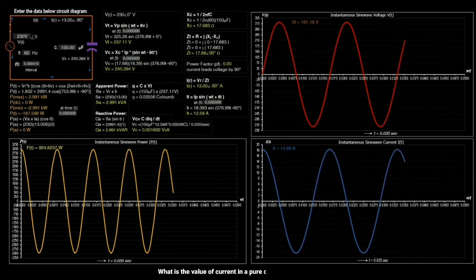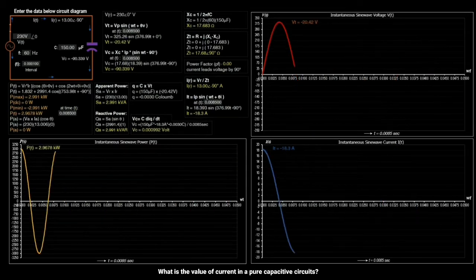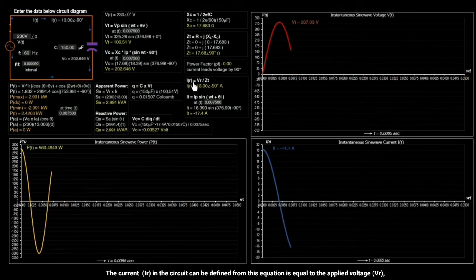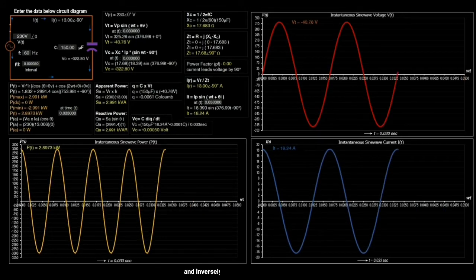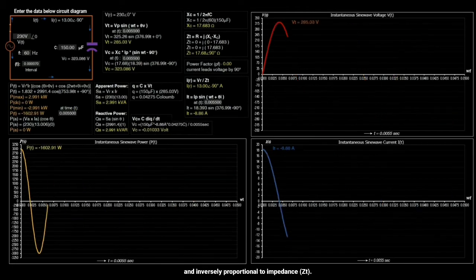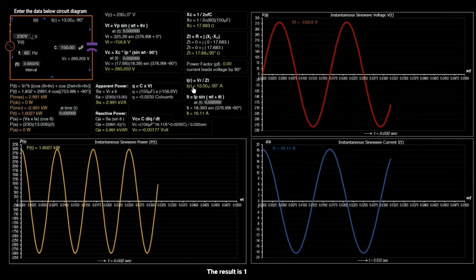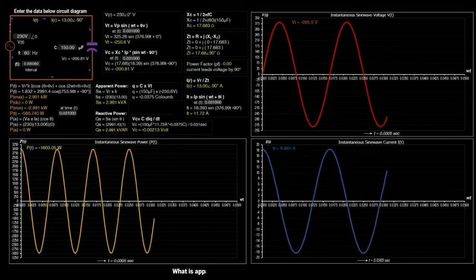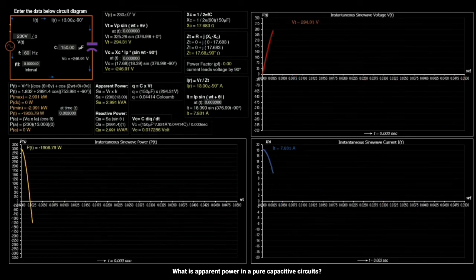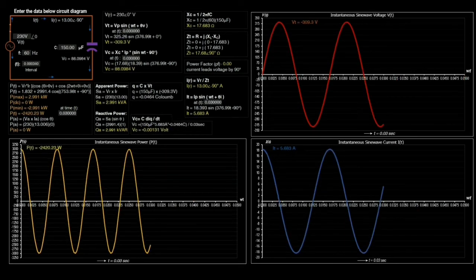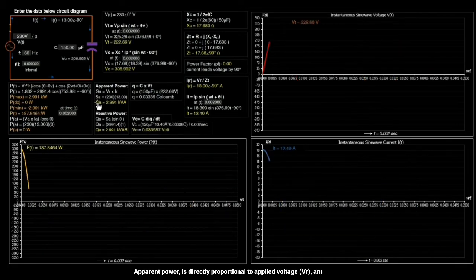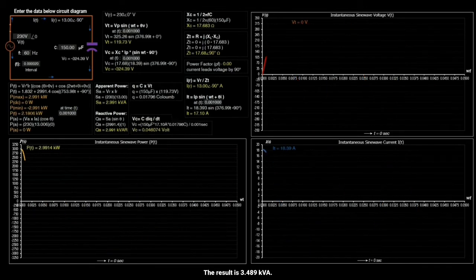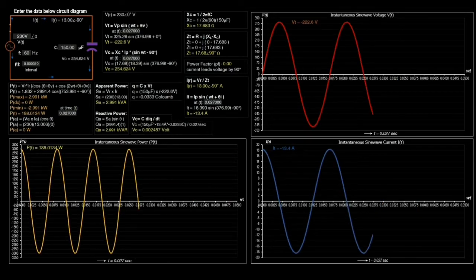What is the value of current in a pure capacitive circuit? The current in the circuit can be defined from this equation, equal to the applied voltage and inversely proportional to impedance. The result is 13 ampere root mean square. What is the apparent power in a pure capacitive circuit? Apparent power is directly proportional to the applied voltage and the current. The result is 3.489 kVA.